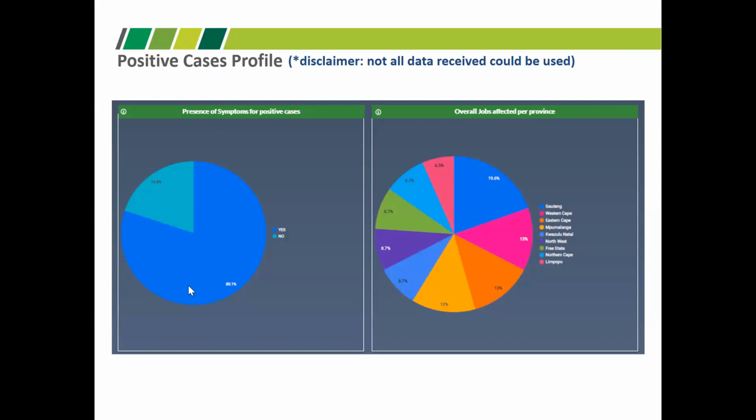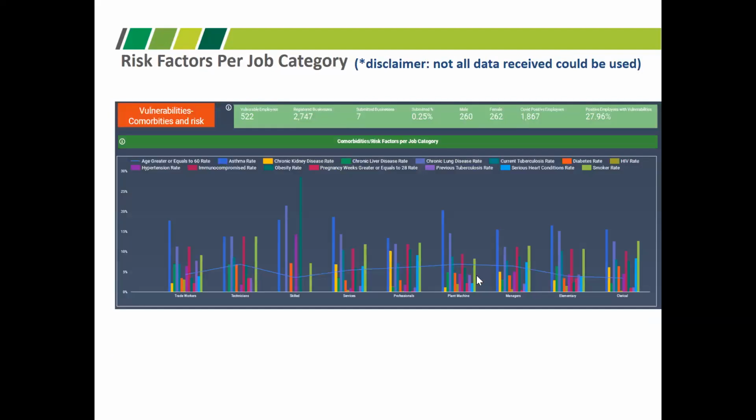And you would notice that most of the data that we get, people tend to have symptoms when they have tested positive. And then we also look at the jobs that are affected, or in terms of the provinces, where Gauteng, of course, are the ones submitting the most as the big province, which is not necessarily a surprise. We also looked at other aspects, especially the risk factors.